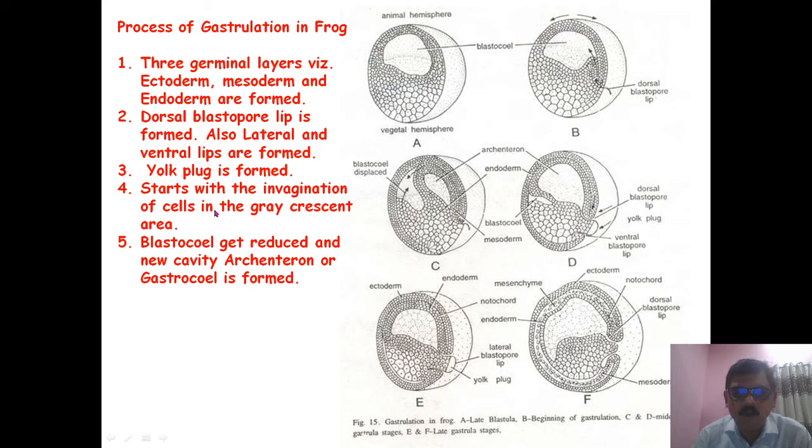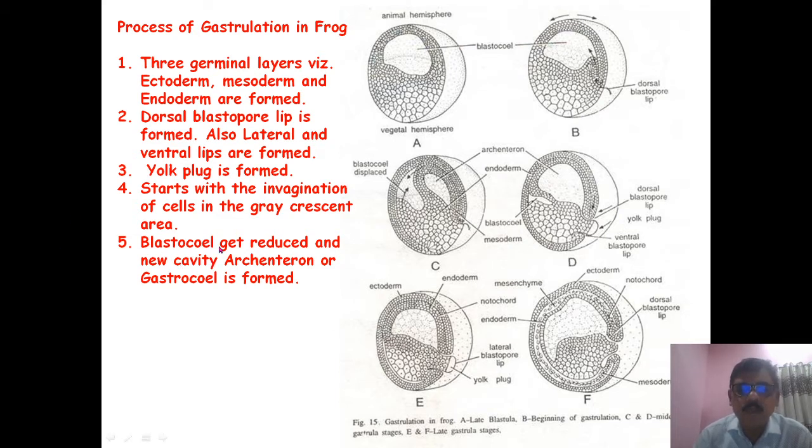There is a start of invagination or inward movement of the cells from the gray crescent area, and then the other processes, that is ingression and other processes like the migration, and all these processes continue.